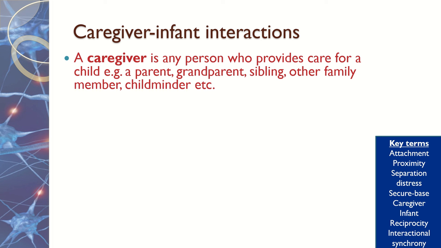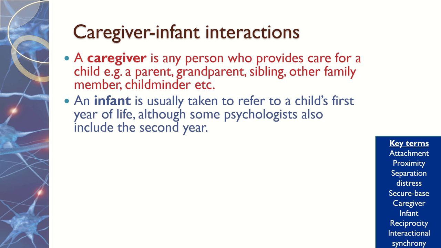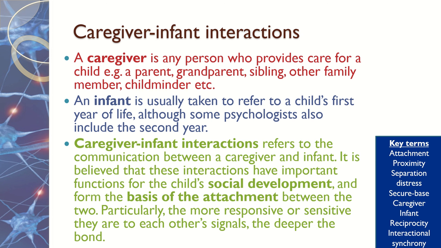So a caregiver is any person who provides care for a child. This can literally be anyone. It doesn't have to be the biological parent, so try to think beyond that. So it's anyone who gives them care. An infant is obviously anyone who is young, but in this case, psychologists generally refer to a child under a year old. So for most of this topic, we're just going to be looking at an infant as someone under the age of 1.